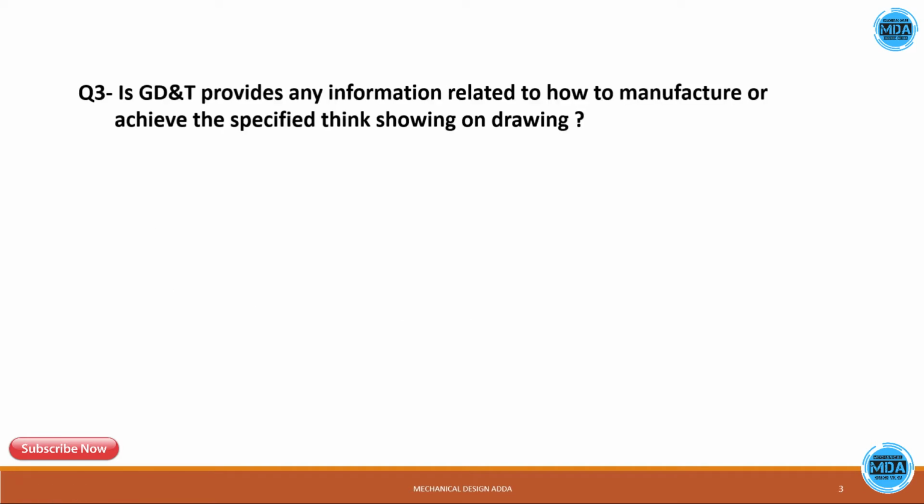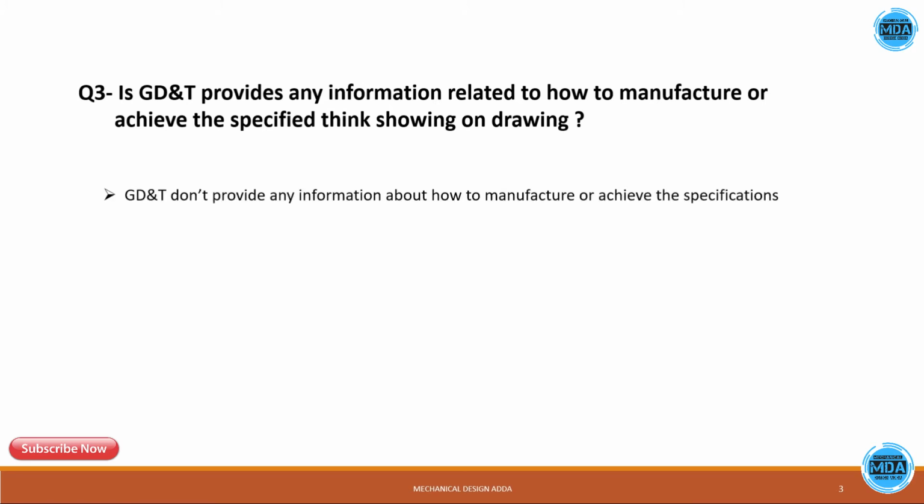The next question is, does GD&T provide any information related to how to manufacture or achieve the specified thing shown on the drawing? So the answer is, GD&T doesn't provide any information related to how to manufacture or how we can achieve the specification. This is a very important question, so you might get this question in the interview.